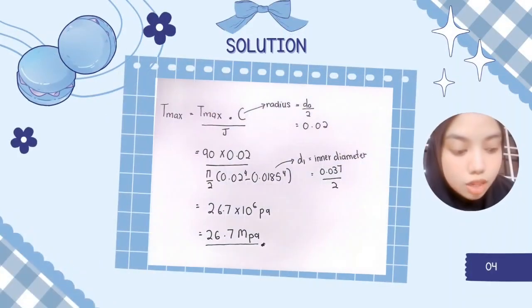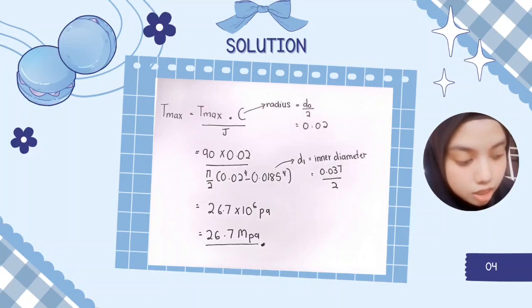As we get, the maximum torque developed in the pipe is 90 Newton meters, so we can calculate using the formula maximum shear stress equals torque max times the radius of the pipe, divided by J. So the torque max is 90 Newton meters, times the radius of the pipe. Based on the question, the given outer diameter is 0.04, so we divide by 2 and get 0.02. And all of this is divided by J.